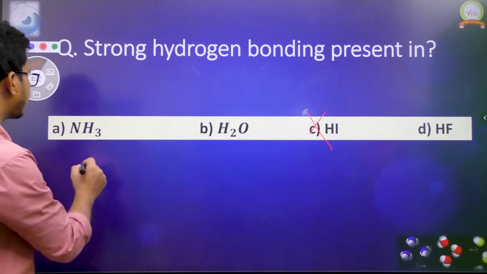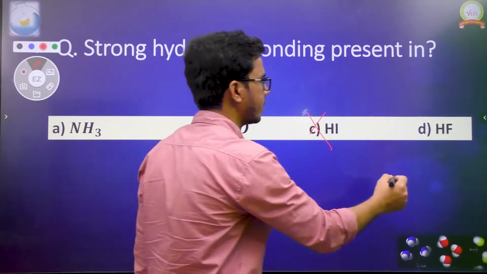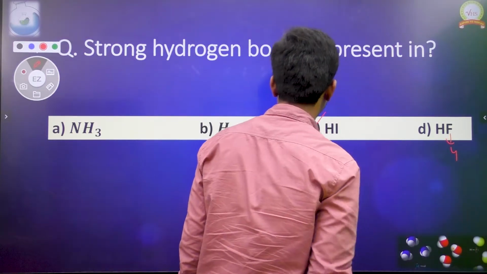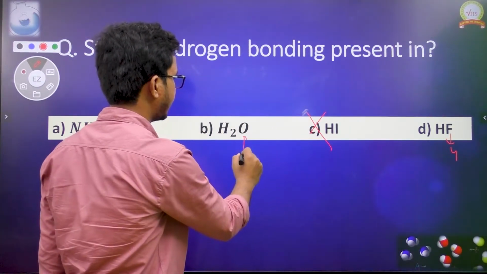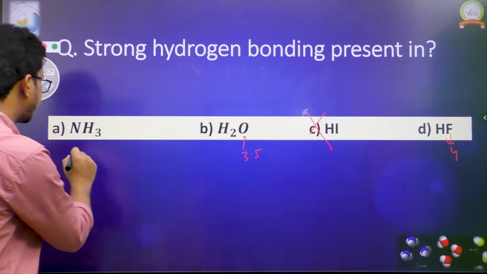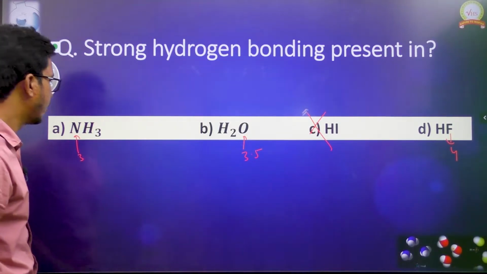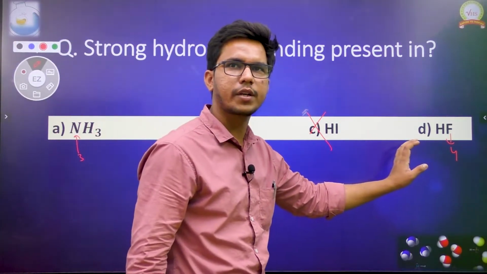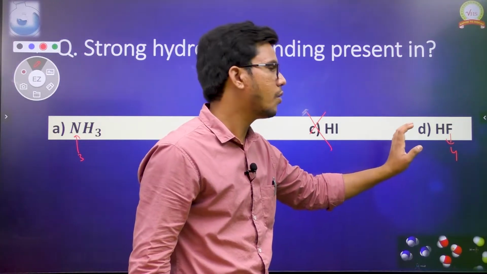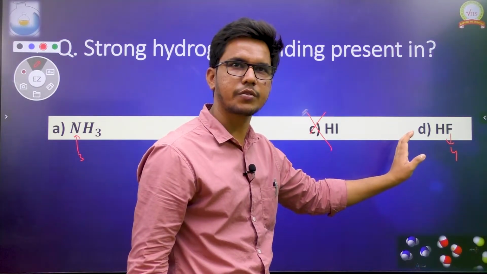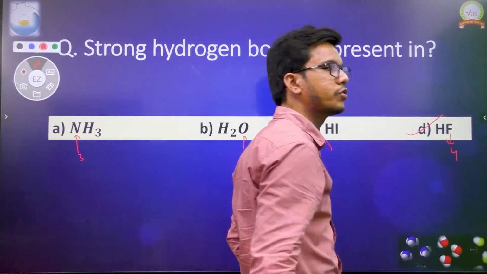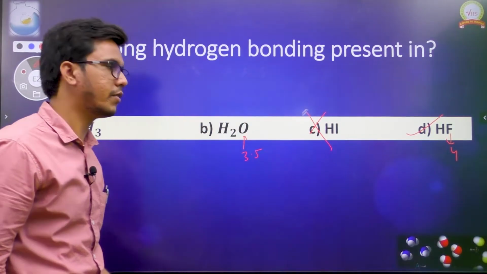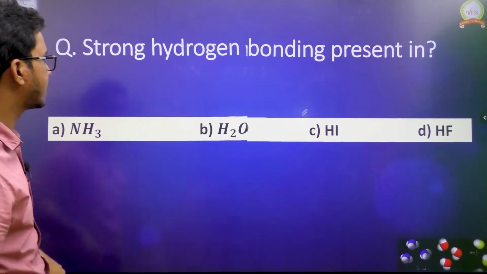Now if you take the electronegativity of fluorine here, it is almost 4. If you take oxygen, it is almost 3.5. This one is going to be almost 3. In which case do we have more electronegativity difference? The last one. Since we have more electronegativity difference in hydrogen fluoride, the magnitude of charge or dipoles is going to be more. That's why we can expect the strongest hydrogen bonding in hydrogen fluoride. Now let us take the next example.